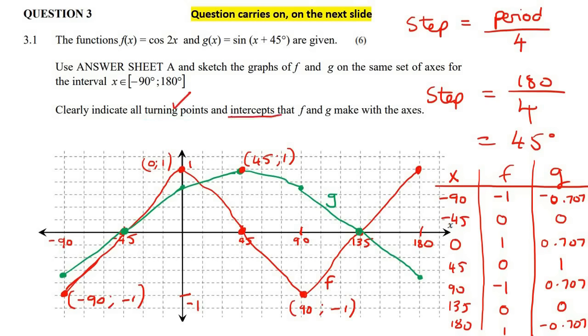Then they said the intercepts that the graphs make with the axes. Okay, so that would be this point over here, which was x 0, y 0.71. I'm just going to round that to 2 decimal places. This here is another one, so x is -45, y is 0. Here we have x as 45, y as 0. Here we have x as 135, y as 0. And so there we've done all the intercepts with the axes.